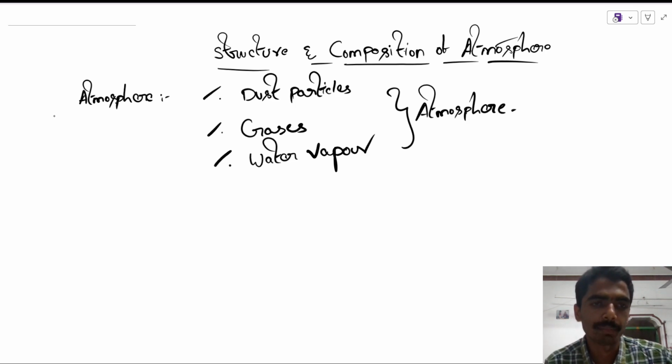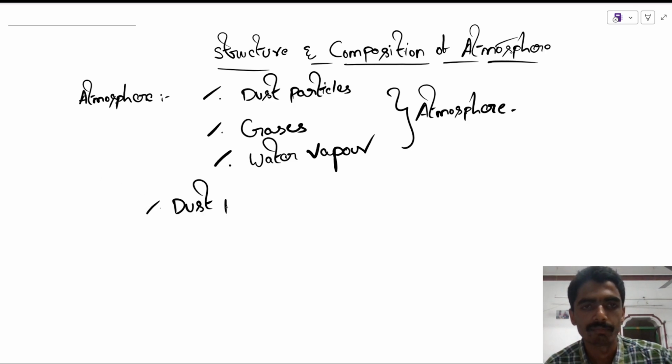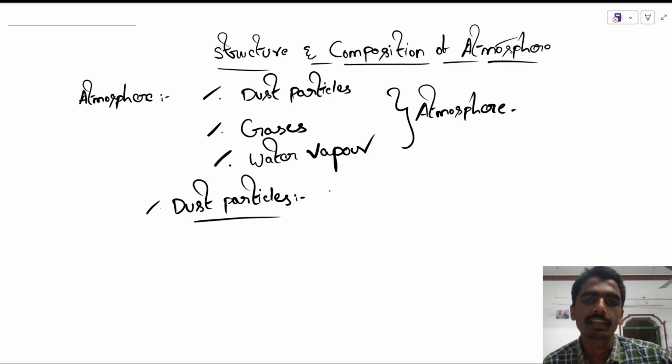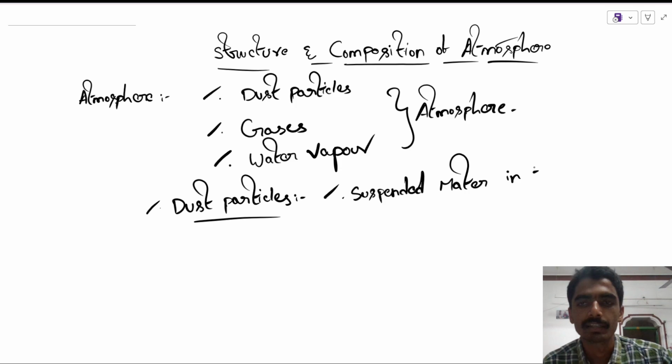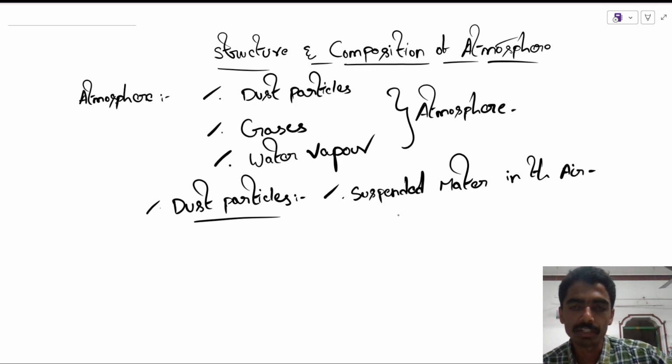Coming to the topic, dust particles. Suspended material in the air is called dust particles, which includes aerosols, pollens, then volcanic ashes.